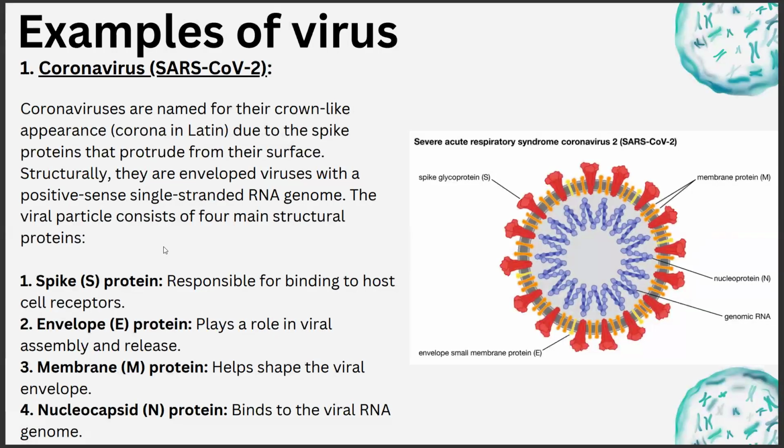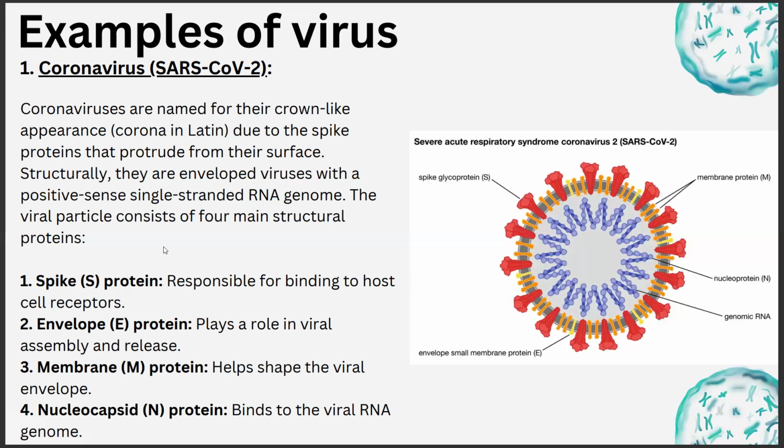Some examples of viruses: coronavirus. We recently went through this virus, coronavirus, which is derived from SARS-CoV-2. Coronaviruses are named for their crown-like appearance due to the spike proteins that protrude from their surface. Structurally, they are enveloped viruses with a positive single-strand RNA genome. The viral particle consists of four main structural proteins: spike protein, envelope protein, membrane protein, nucleocapsid protein.